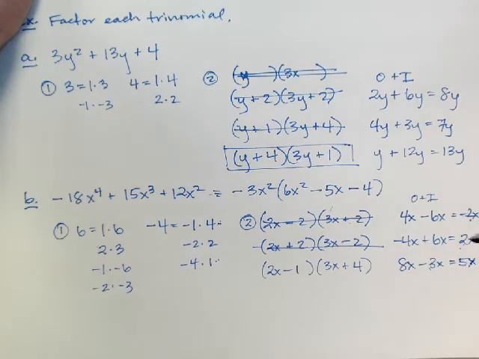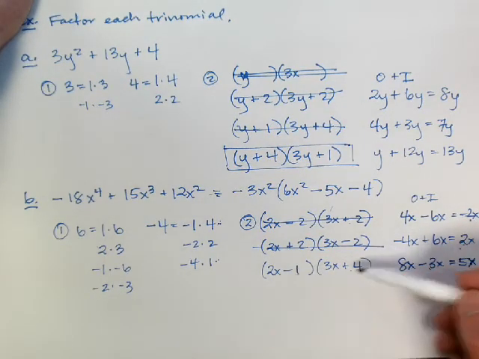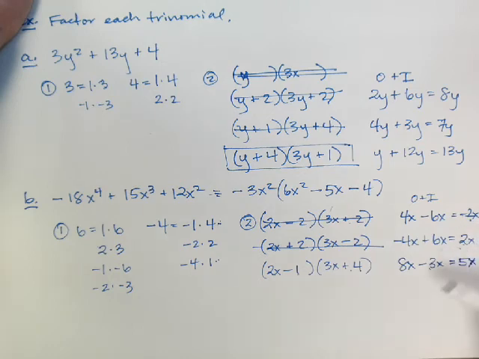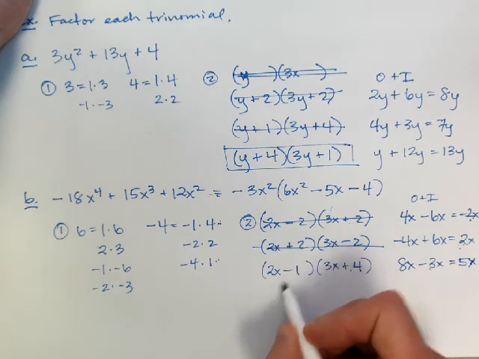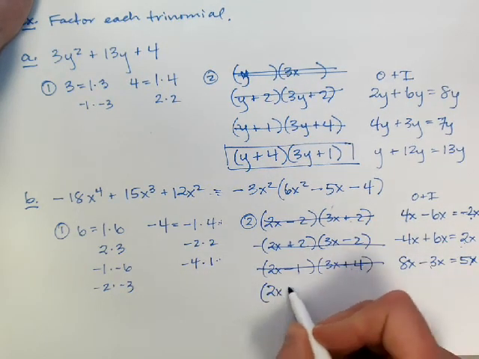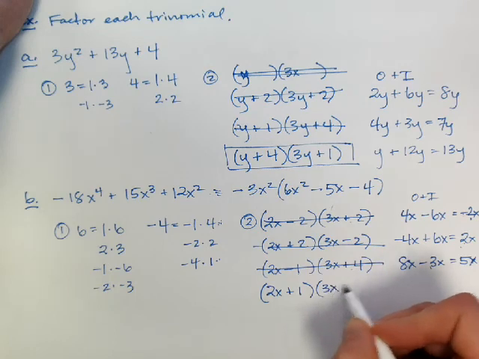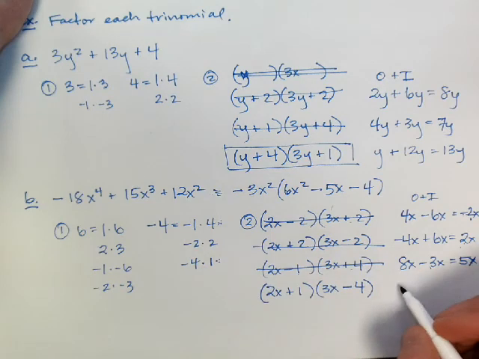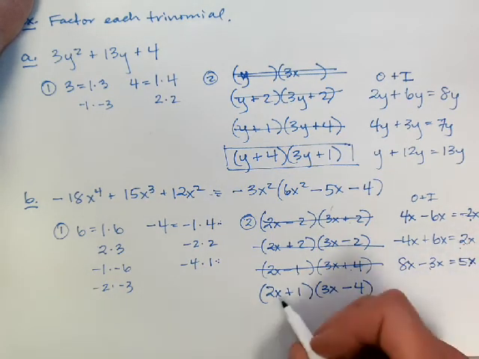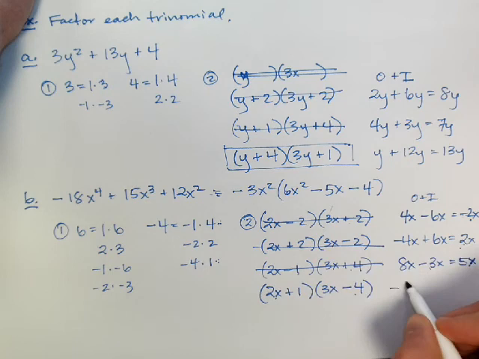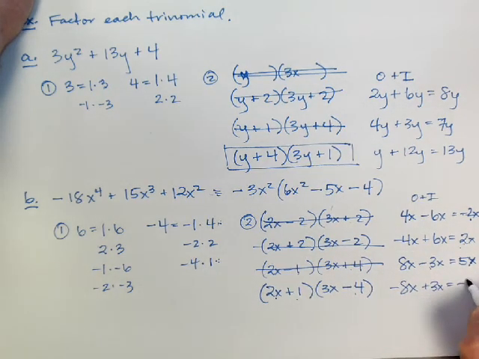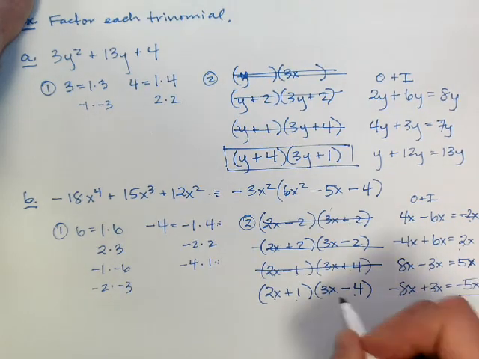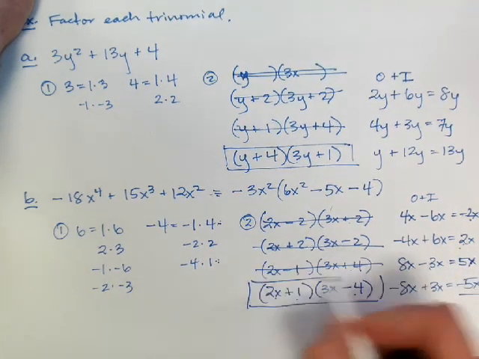We'll see what happened when we switched which sign went with which number in these two. So I can make that +5x into a -5x just by instead doing 2x plus 1 and then 3x minus 4. So switching to this option of the factors. Let's see what happens when we FOIL. So we do 2x times -4 is -8x. 1 times 3x, +3x, and we get a -5x. That's what we wanted. So that is our factorization.